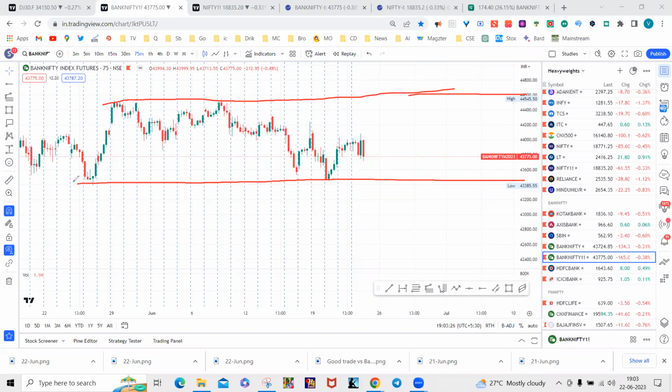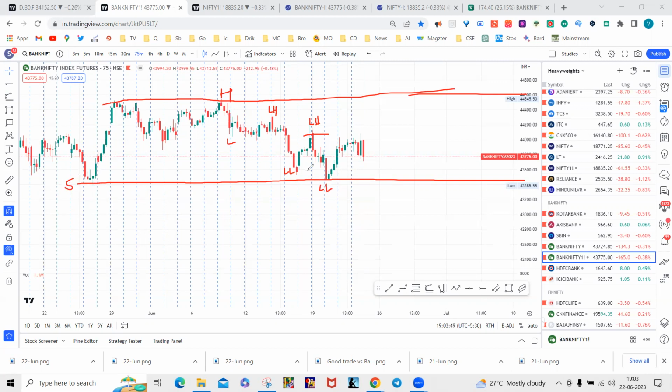You can see that the price is contained in this zone. Here, from this high, it started to make a lower high, lower low structure, right? You can see how the price started to make a lower high, lower low structure, but this lower low ultimately had to end here because of the strong support which is there.